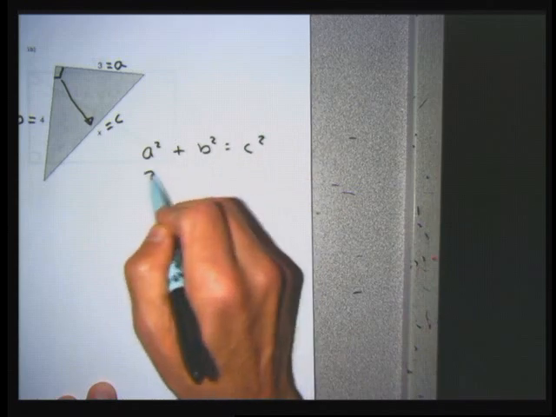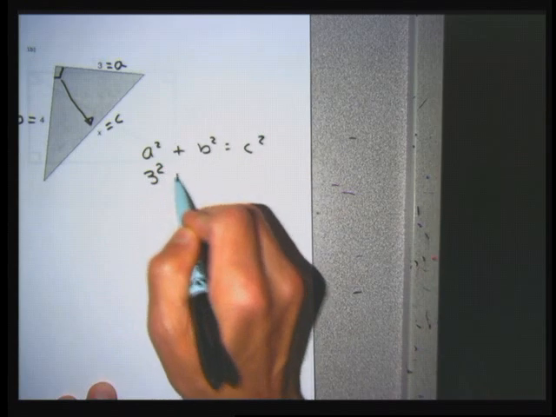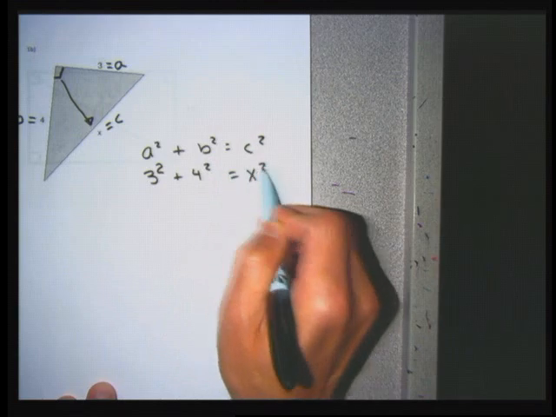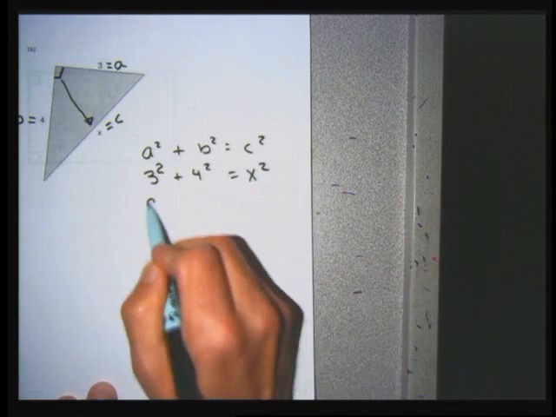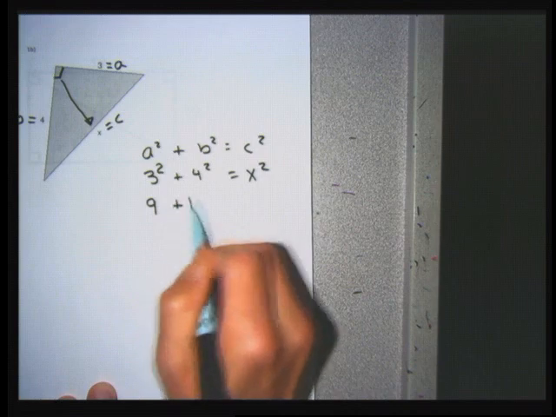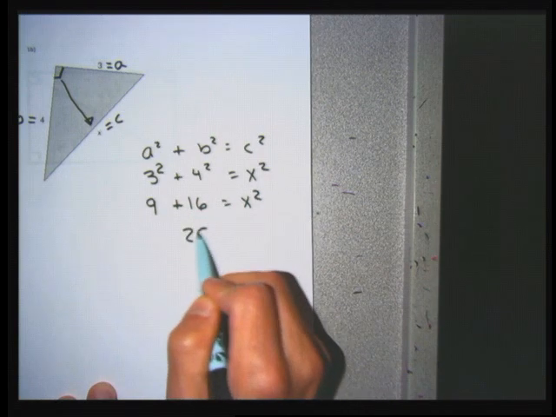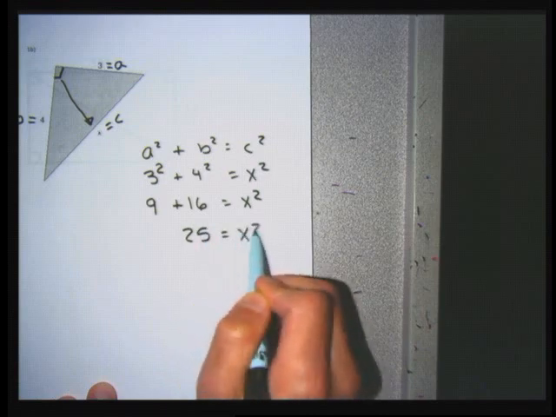And for the A, I'm going to put a 3. And for the B, I'm going to put a 4. And then for the C, I'm going to put an X, because that side is called X. This is going to give me 9 plus 16 equals X squared. That gives me 25 equals X squared.